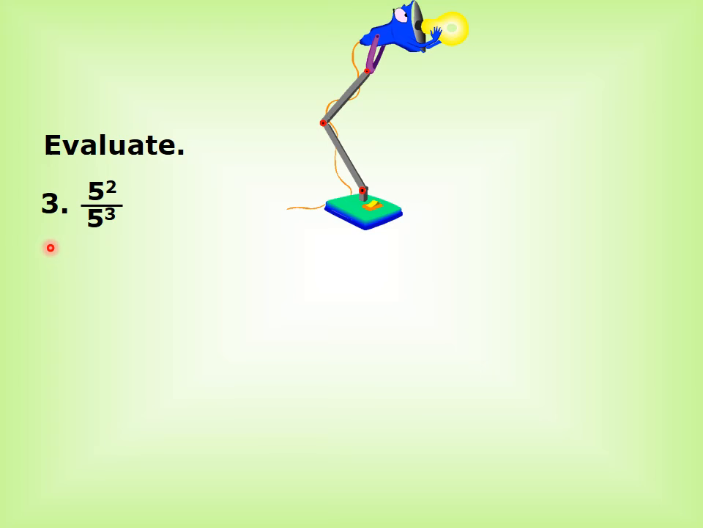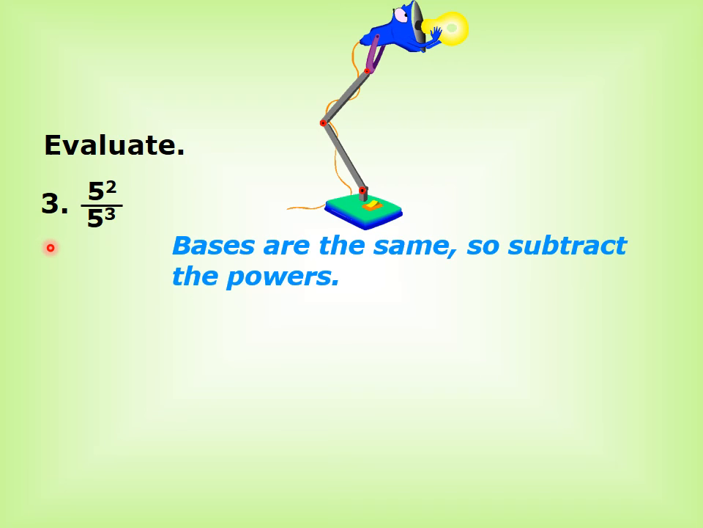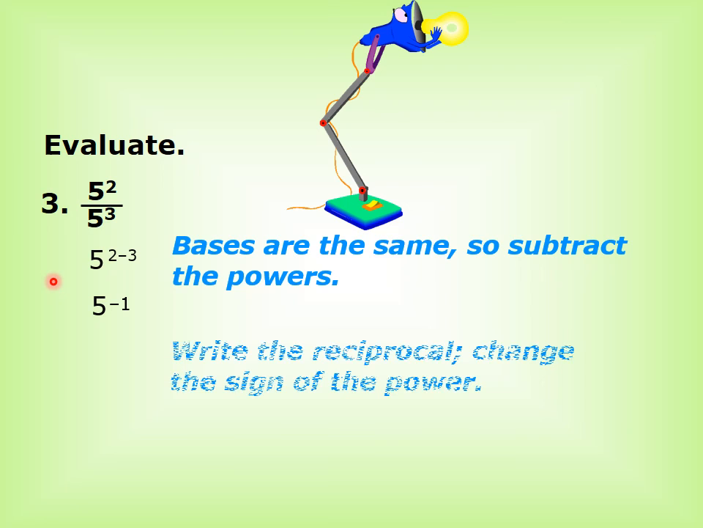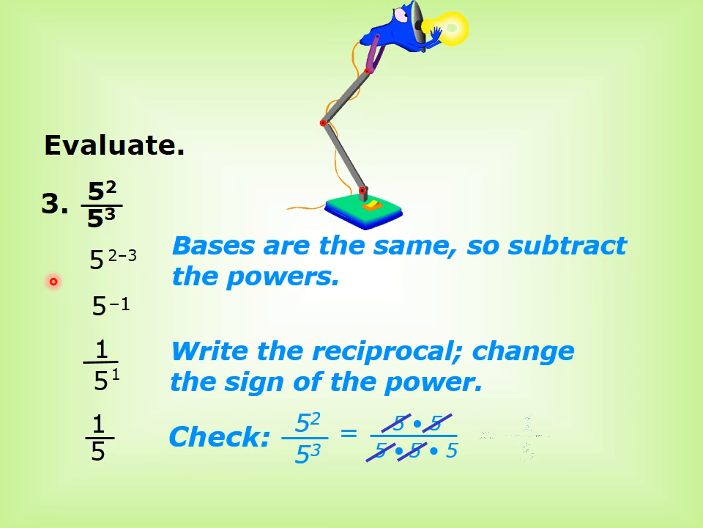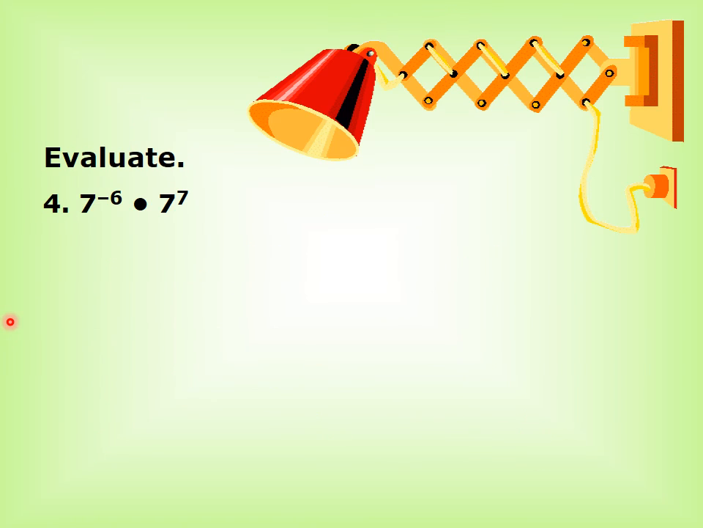Evaluate 5 power 2 over 5 power 3. Bases are the same, so subtract the powers. 5 power 2 minus 3 equals 5 power negative 1. Write the reciprocal, then change the sign of the power, equals 1 over 5 power 1 equals 1 over 5, and we can also check it by the regular way. It gives me the same answer.